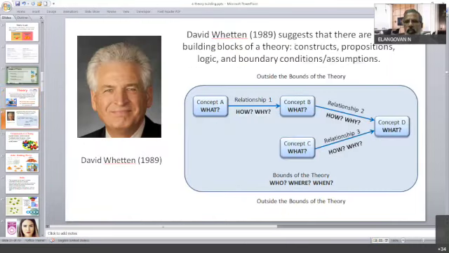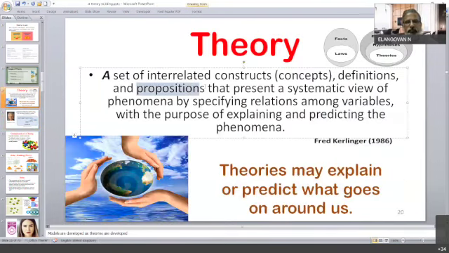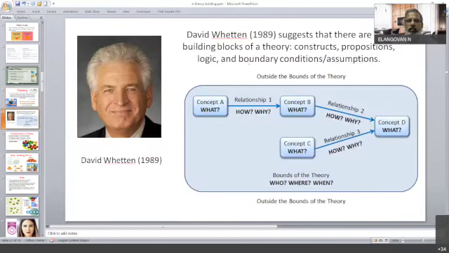So Wheaton also says constructs. Then he says propositions. Then he talks about logic and the boundary conditions. So this picture explains: concept A, concept B, concept C, concept D.